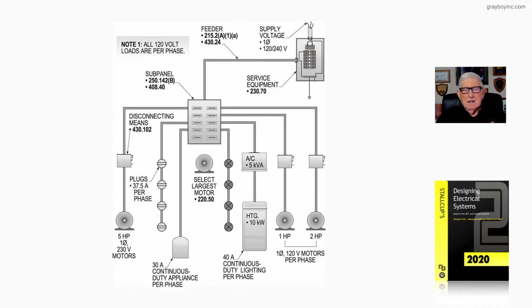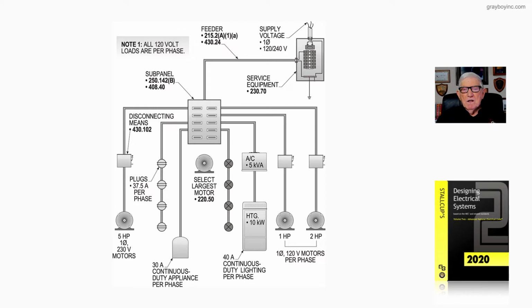The load's already been calculated in accordance with Article 220. We pick up a continuous appliance load, meaning that it'll operate for 3 hours or more. We select the largest motor, which would be the 5 horse that we just looked at. We also have lighting loads on the system: 40 amps of continuous lighting load, and then a heating load that is larger than the AC load at 5 kVA. So the 10 kW is larger, so we drop the AC load in accordance with Article 220.